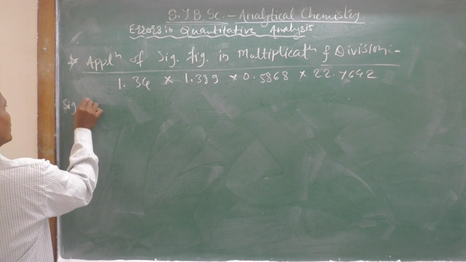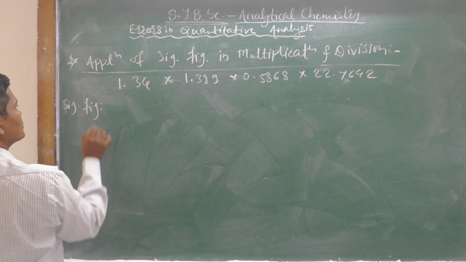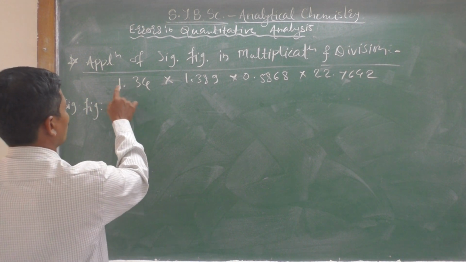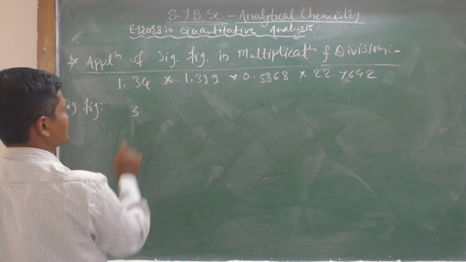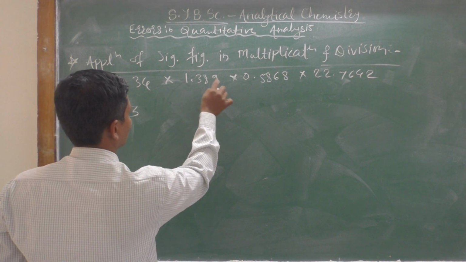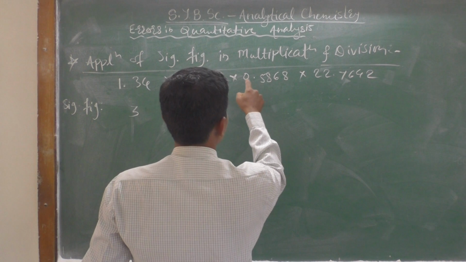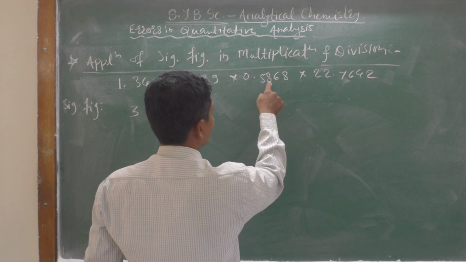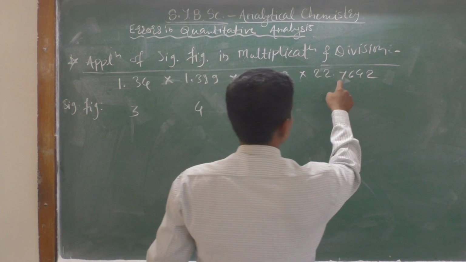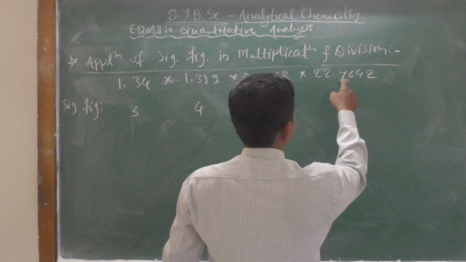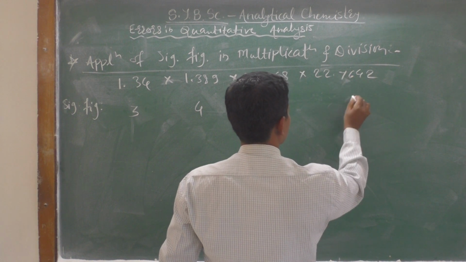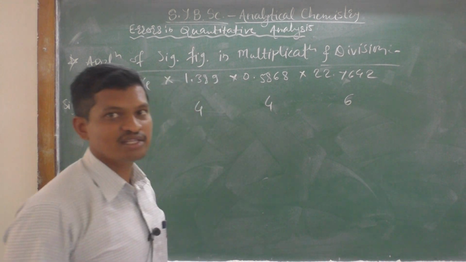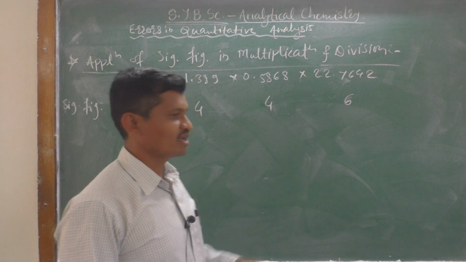Significant figures in this number are 1, 2, 3. All three numbers are significant. In this one, 1, 2, 3, 4. In this, the zero is not significant. 1, 2, 3, 4. And in this figure, 1, 2, 3, 4, 5, 6. Significant figures is 6. Okay.